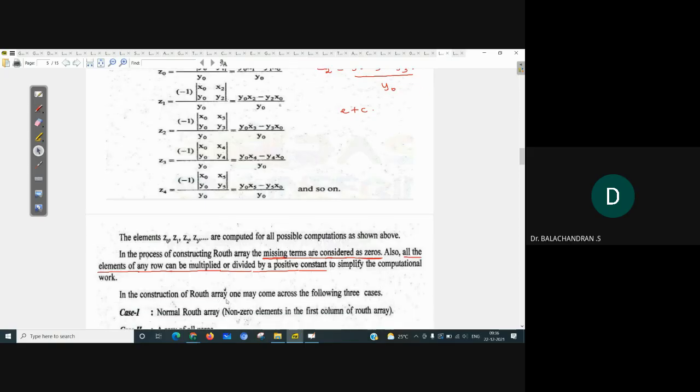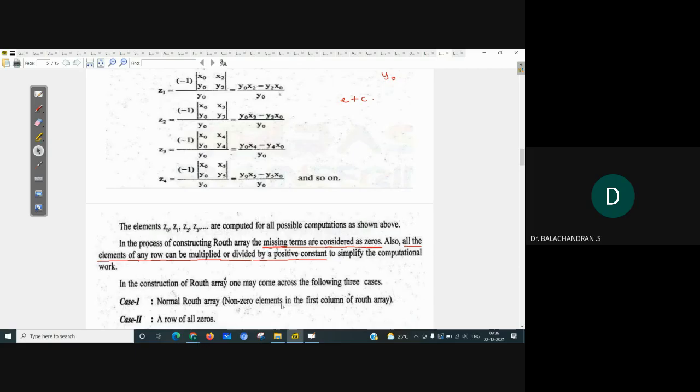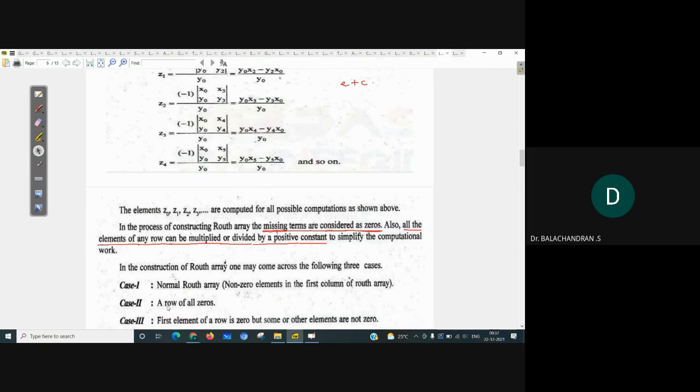In the construction of root array, one may come across the following 3 cases. Case 1, normal root array, that is, non-zero elements in the first column of the root array. Case 2, a row of all 0, so all the elements in that row are 0. Case 3, the first element of a row is 0, but some or other elements are not 0. So there are 3 cases.